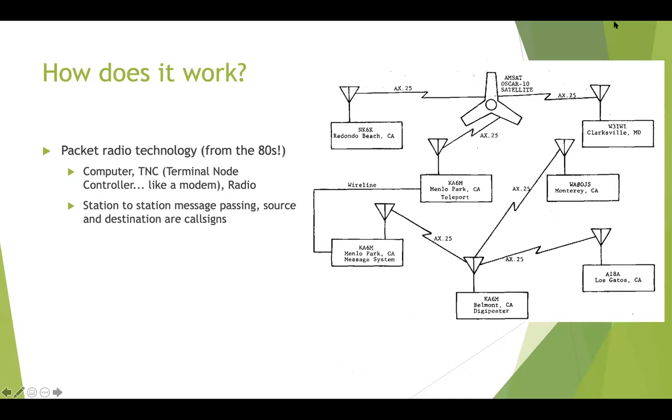So it can be used. Let me move my little window down here so I can see the right side. Here's an example, station-to-station message passing. This is a little network that was set up in California where they had several machines talking to each other, and it uses this AX25 protocol on the air. And then you can see at the top center of this, there was actually an AMSAT Oscar 10 satellite that was part of this network. So even though one guy was in Menlo Park, he could talk to someone in Redondo Beach utilizing the satellite.